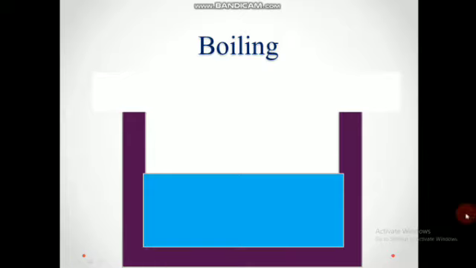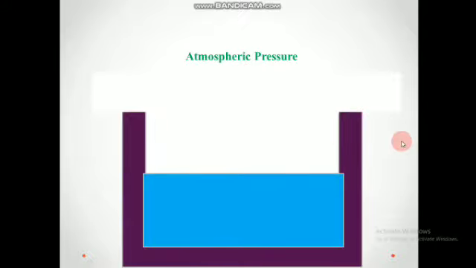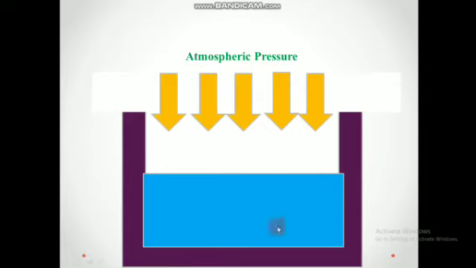Now we will see when boiling takes place. Boiling can be carried out in an open vessel, and we have taken some amount of liquid in a container which is open. Is there any force acting on the surface of the liquid now? Yes, there is. When we keep an open container, there is atmospheric pressure acting upon the liquid in the container.